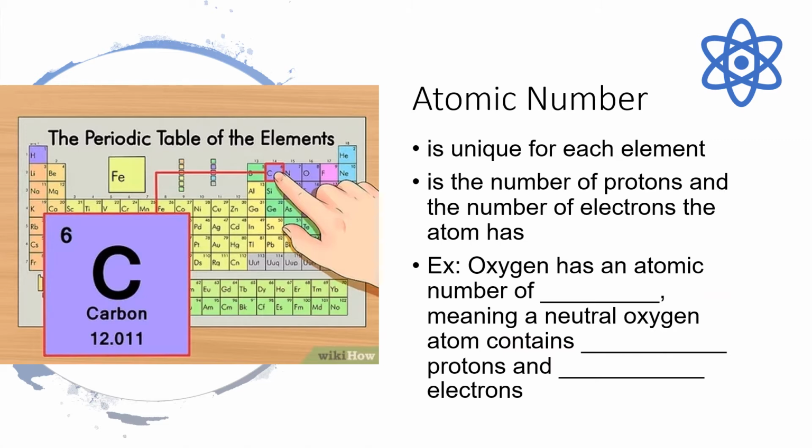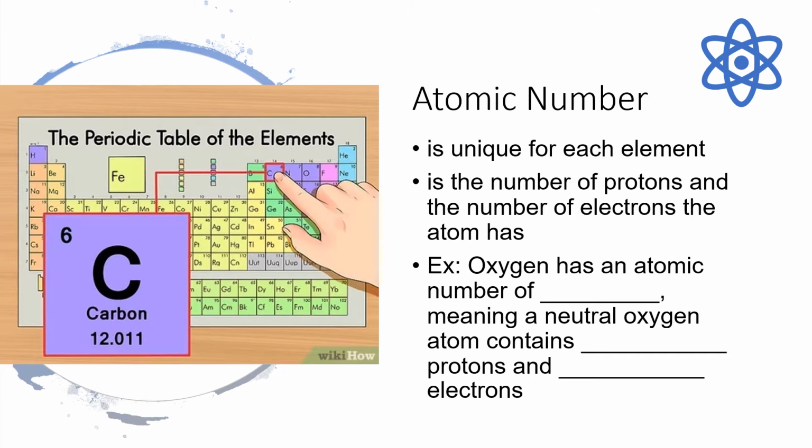So atomic number. It is unique for each element, which means that every single element on the periodic table has its own atomic number. It's the number of protons and the number of electrons that an atom has. So when we need to figure out how many protons an atom has, the atomic number is what's going to tell us.